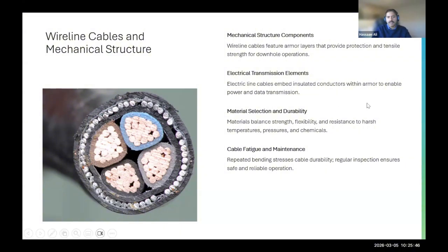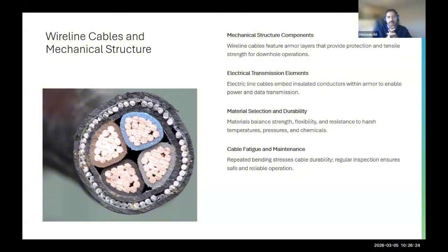Electric line cables are usually embedded with insulated conductors and armor to enable power and data transmission. Material selection is a balance between strength, flexibility, and resistance to harsh environments, pressures, and chemicals, right? So yeah, there can be presence of CO2, H2S in the wellbore. There can be high temperatures and high pressures. High temperatures, we are talking about 270 degrees Celsius, and pressures, we are talking about 10,000 psi or more. So you can see these are very harsh environments. So the equipment that is designed for this harsh environment is usually built to very high reliability standards.